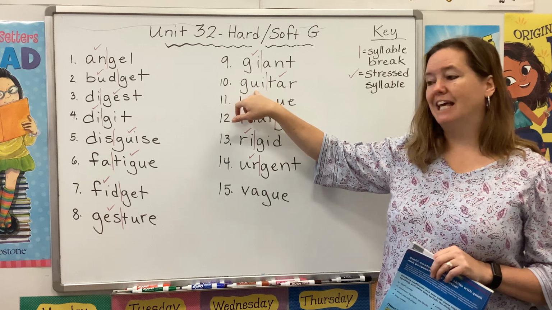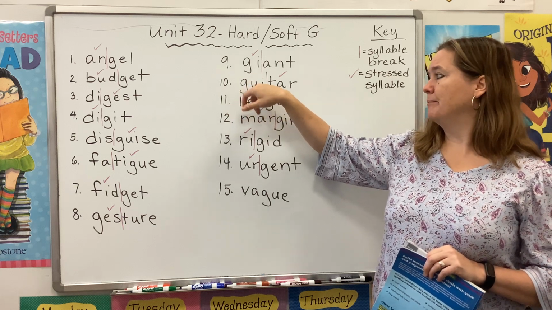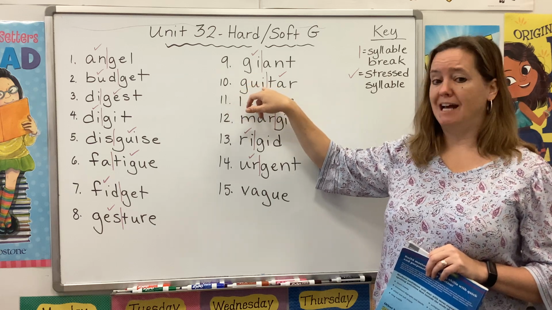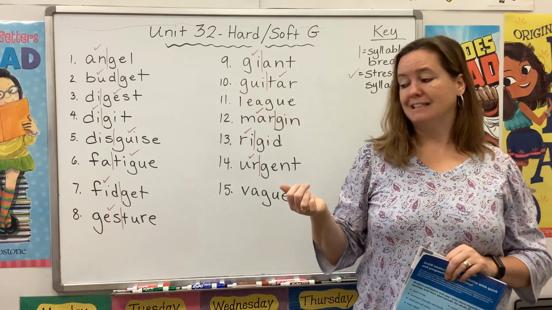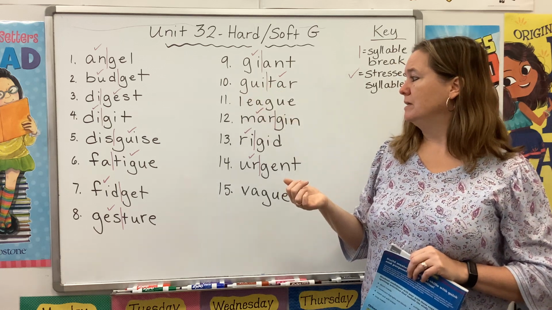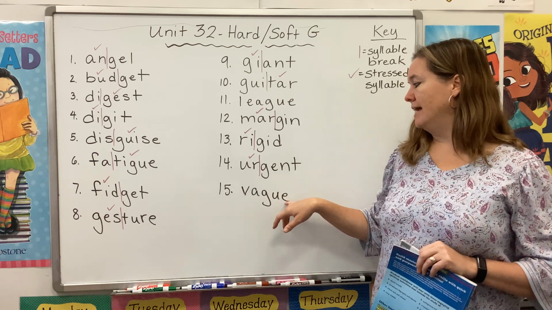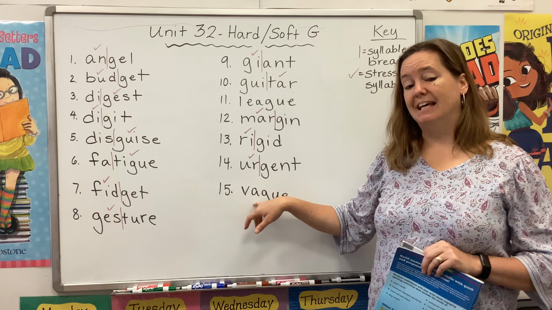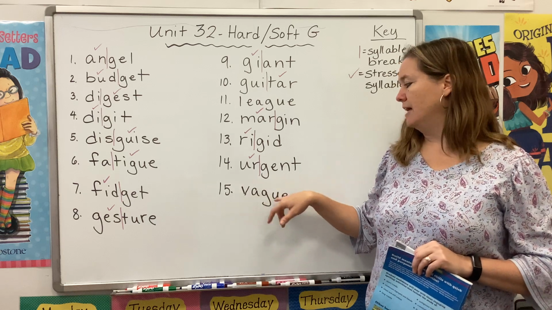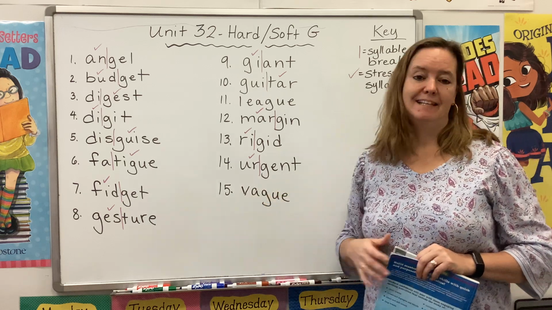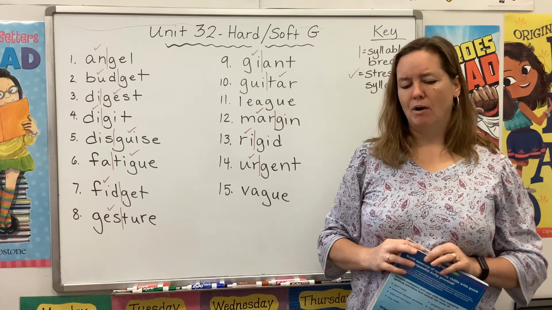Do you see that in guitar? It keeps some space between the G and the I so that the G doesn't get softened. And we see that again in the word vague, where that E is trying to make the A long. We need that U to buffer the G and the E. We'll talk about that more in a minute.